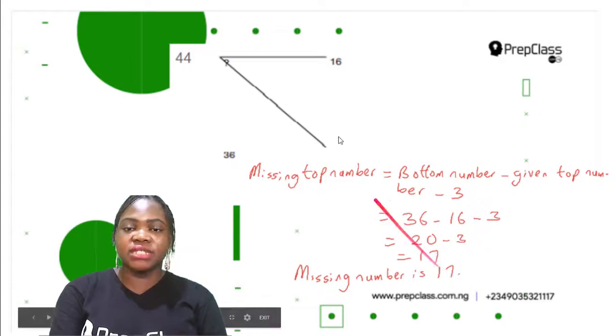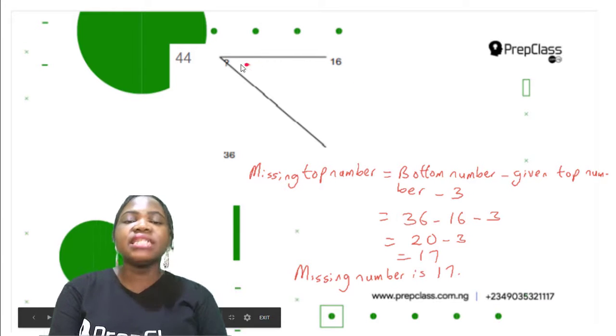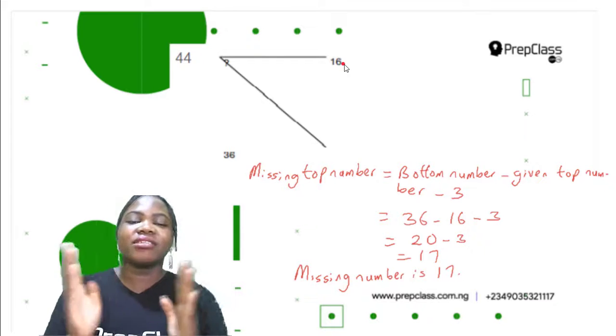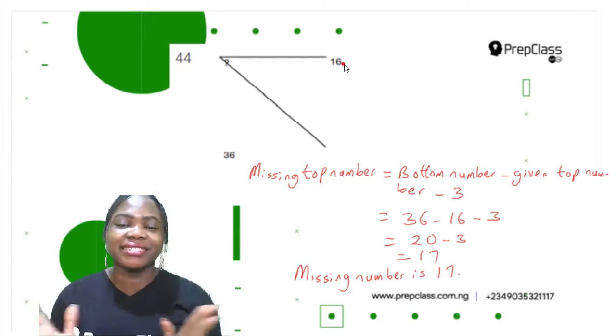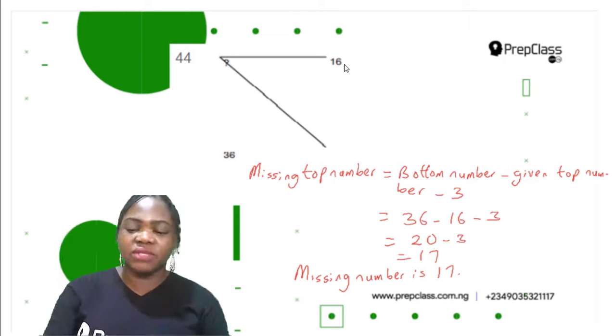Okay, so we have 17 plus 16. 17 plus 16 will give 33. 17 is an odd number, 16 is an even number. So we add 3. So 33 plus 3 is 36. So you can see that our answer is correct. So the missing number is 17.